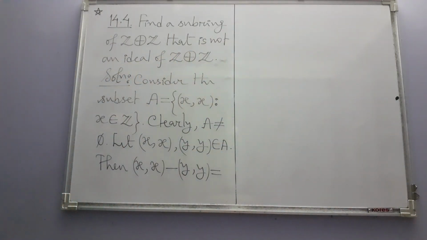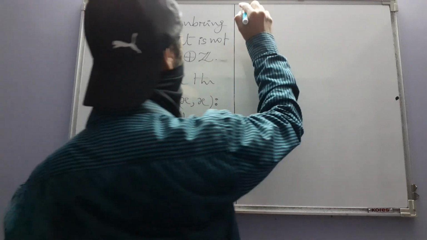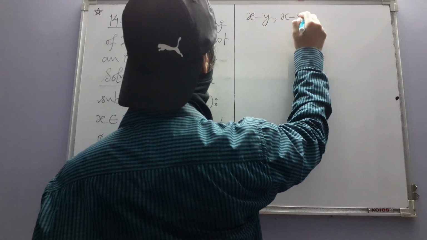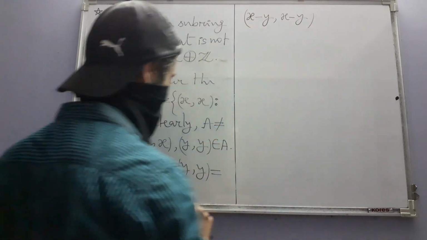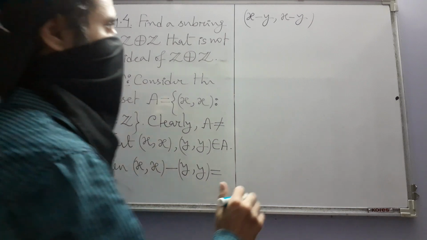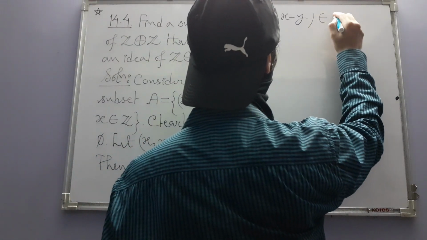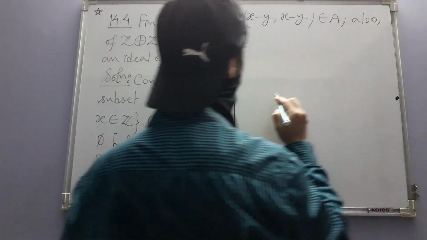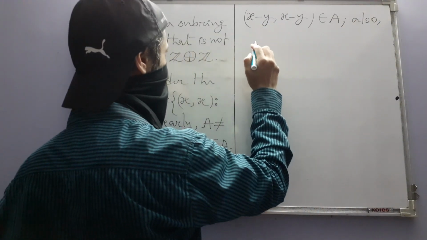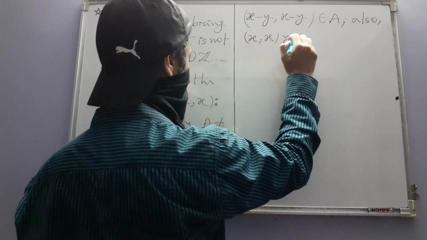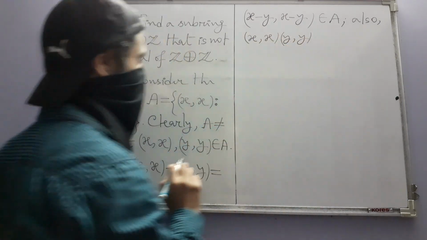That is, this is equal to this ordered pair. And of course, since x and y are integers, so is x minus y. So that's why this belongs to A. Also, what happens when we calculate their product?